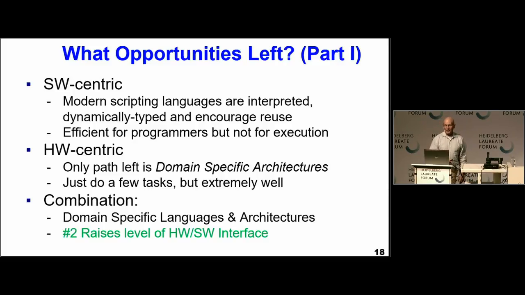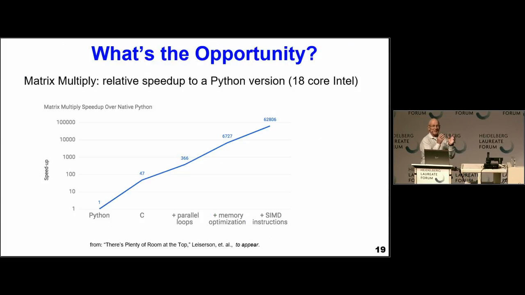So let's talk about Python. This is an example of matrix multiply in Python and how much faster it can go. If we rewrite it from Python to C, we can go 50 times faster. Now, because it's running on a multi-core computer, multiple processors, if we go in by hand and identify the parallelism, we can get another factor of 7.